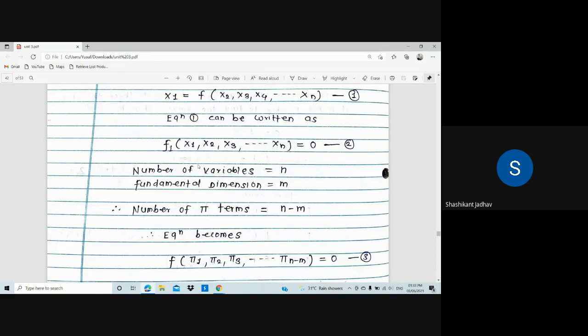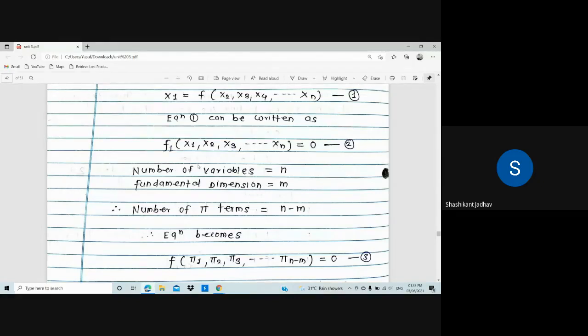Okay, then how to find out the number of pi terms? For that we have to use the equation n minus m. Whatever variables there are and whatever fundamental dimensions there are, if we take the difference, we get the number of pi terms. So all of you write down, therefore number of pi terms is equal to n minus m.